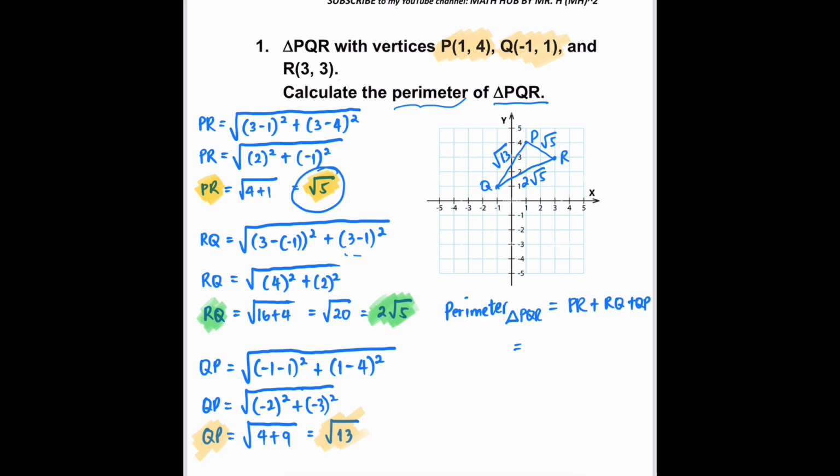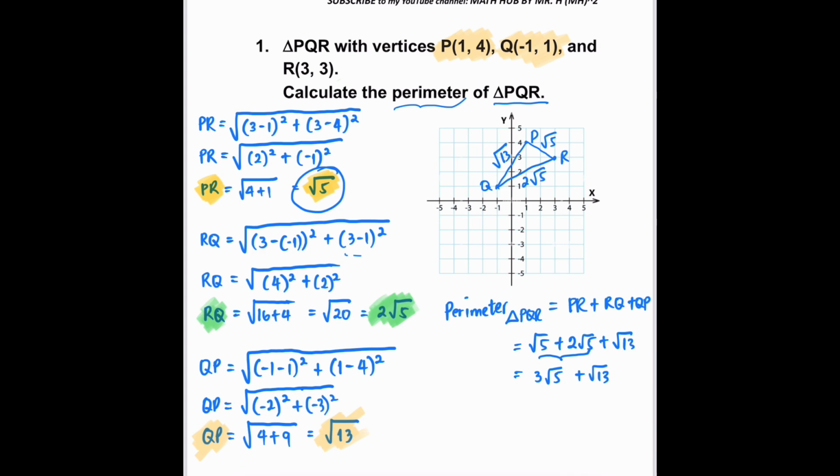So PR is square root of 5, plus RQ is 2 square root of 5, plus QP is square root of 13. So basically here, these two can be combined. So we're going to get 3 square root of 5 plus square root of 13.